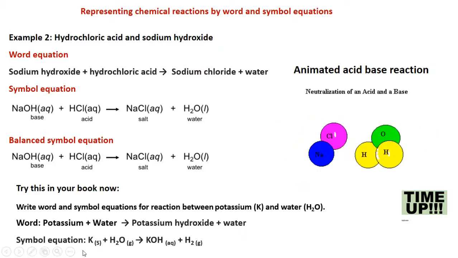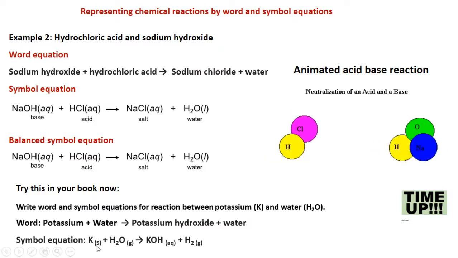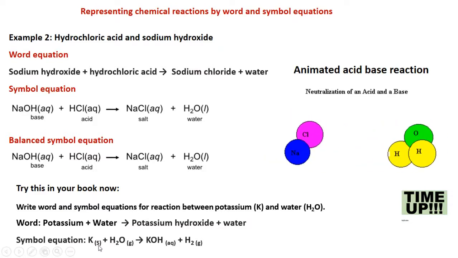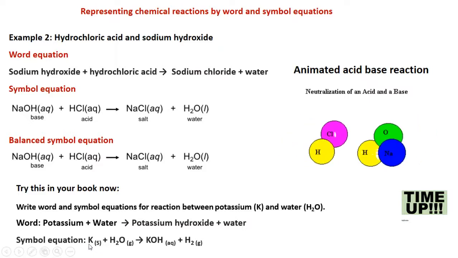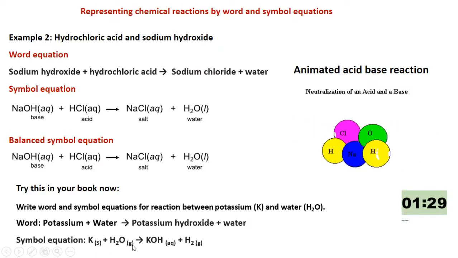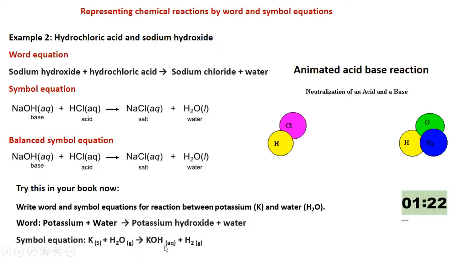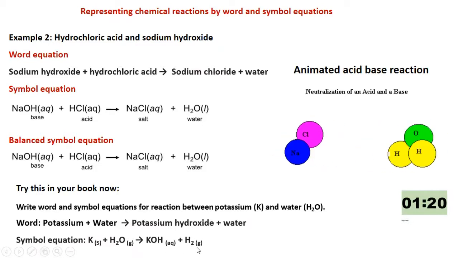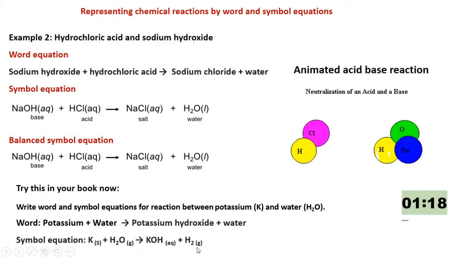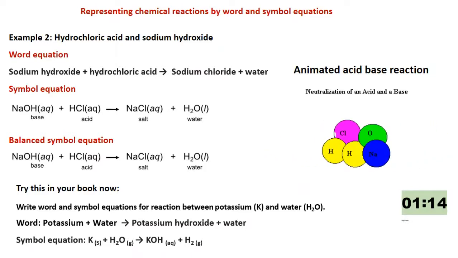I'll put a simple equation. Potassium is a solid. Again, you can see what I was talking about. So the S is in a bracket which tells you the state of potassium. Water is a liquid. It should be L instead of the letter G. So water is a liquid, not a gas. Potassium hydroxide is aqueous and hydrogen is a gas. So there are a few errors to correct on the board. If you want to correct those ones right now.